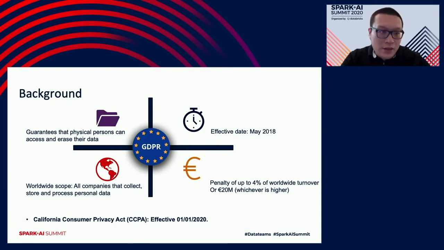So, background. In recent years, data privacy has become more and more important for both end users and data service providers. Therefore, a few regulations have been enforced in the field. For example, the General Data Protection Regulation. It is a regulation in the European Union and European Economic Area, which is effective from May 2018. Similarly, California enforces the California Consumer Privacy Act, CCPA, effective from January 1st, 2020.